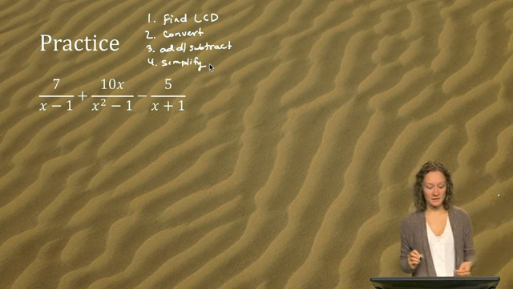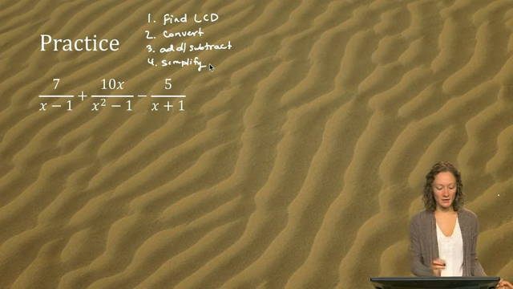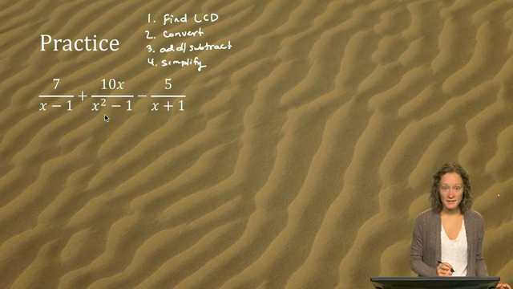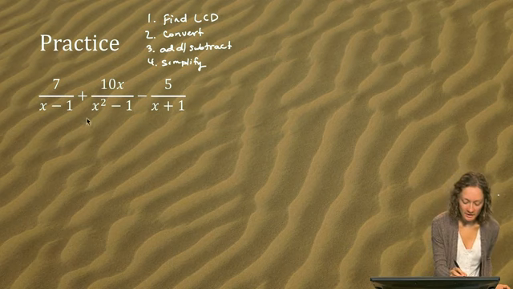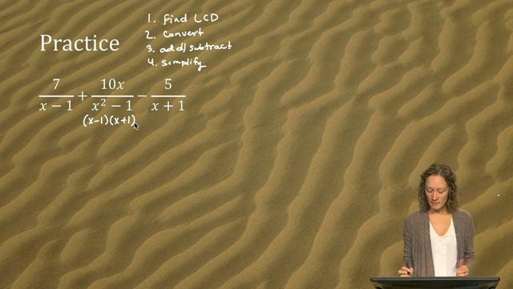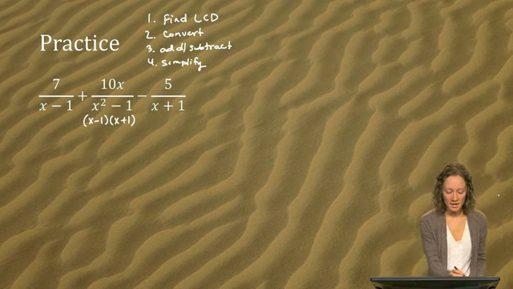So first, find the LCD. For our first denominator, there's no factoring to be done. The second denominator can be factored. This is the difference of squares. Maybe you remember x minus 1, x plus 1. And then our last denominator can't be factored. That's as clean as they all get.